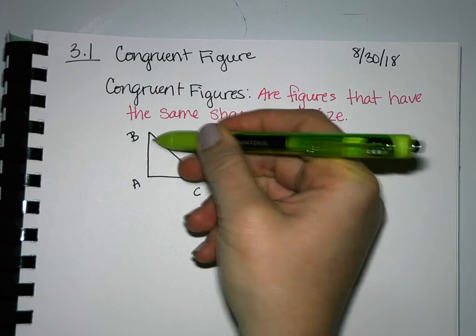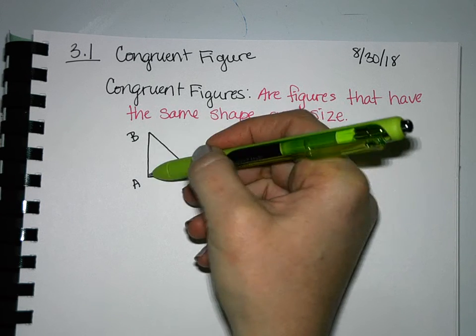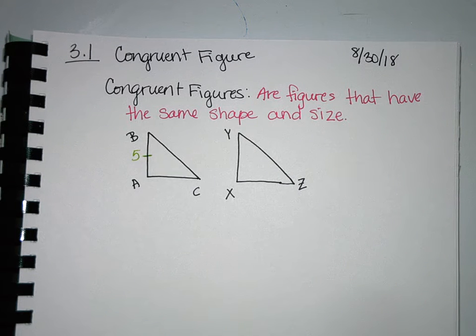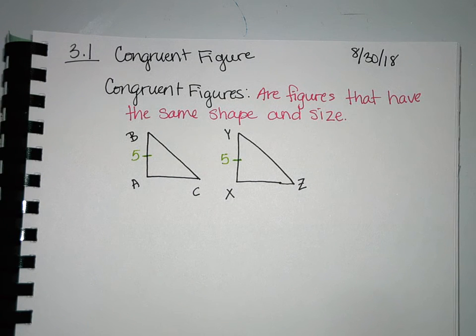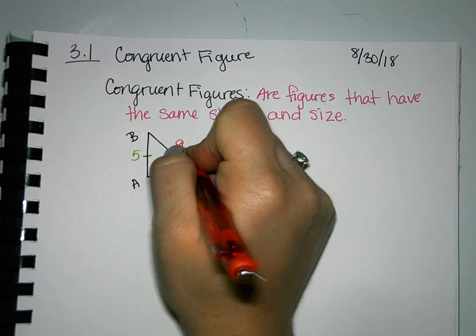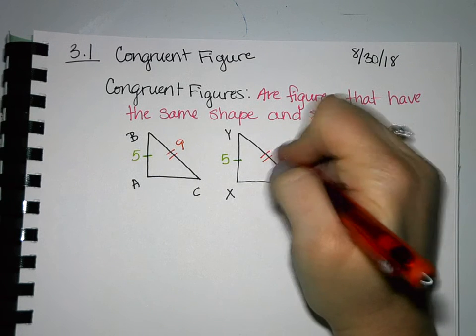Side AB. Okay, so side AB, or you could say BA. If I said that was a length of 5, and these are supposed to be congruent, which one do you think would also be 5? XY. Okay, if I said BC was 9, which other side should be 9? YZ.